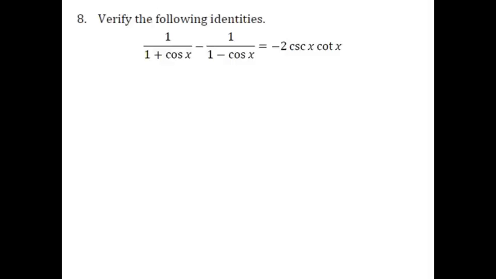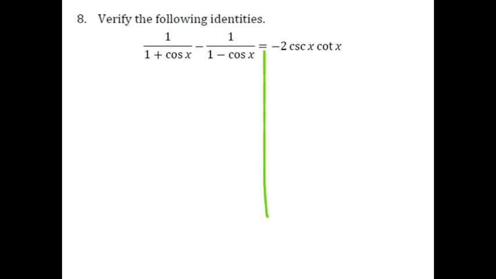In this video, we're going to look at question number 8 from our test review. In this question, we're asked to verify these identities. So my first identity, 1 over 1 plus cosine x minus 1 over 1 minus cosine x equals negative 2 cosecant x cotangent x.